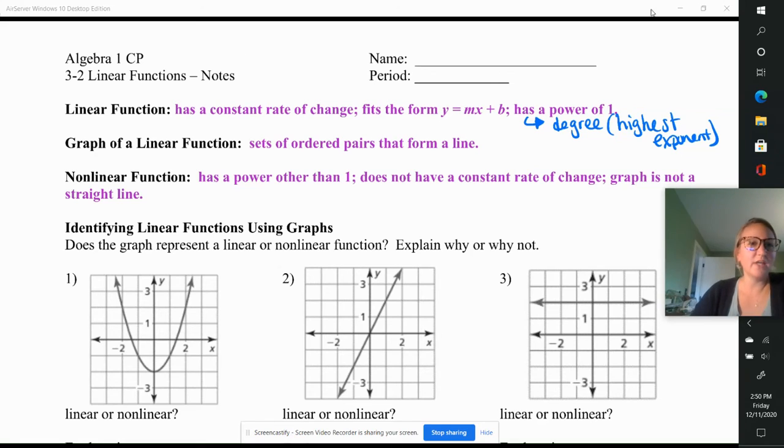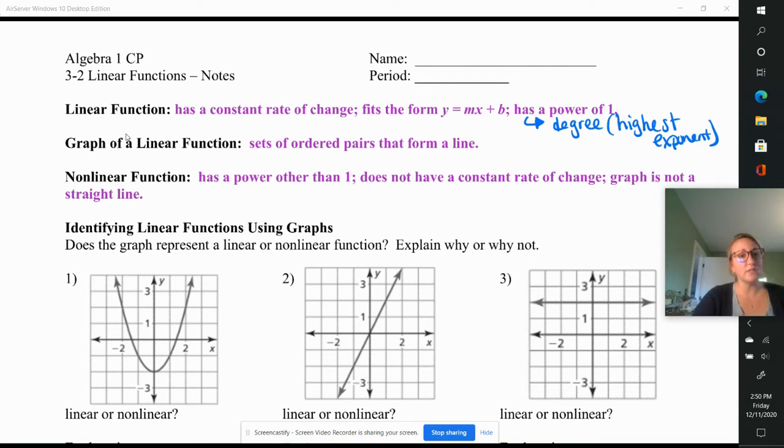These are the notes for 3-2 on linear functions. So a linear function has a constant rate of change. It fits the form y equals mx plus b, meaning it can be written in that form. And it has a power of 1. Another word for power is degree, and that just means the highest exponent.